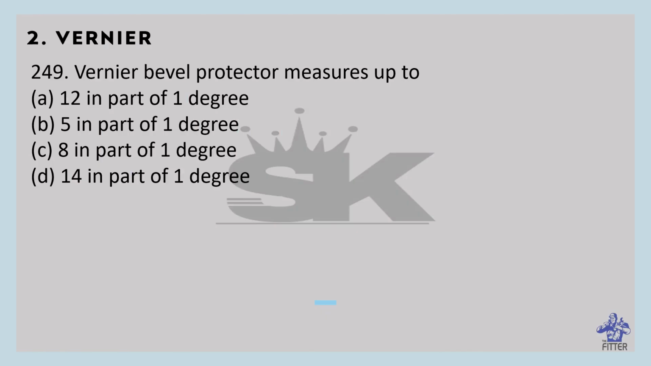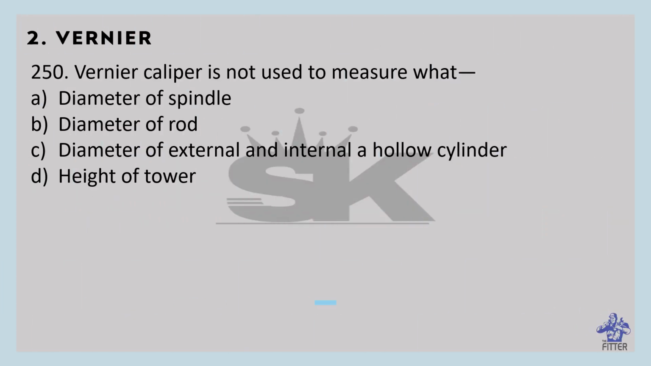Vernier bevel protractor measures up to 12 in part of 1 degree. Okay. Option A. Vernier caliper is not used to measure what? So that is option D, height of tower. Okay.